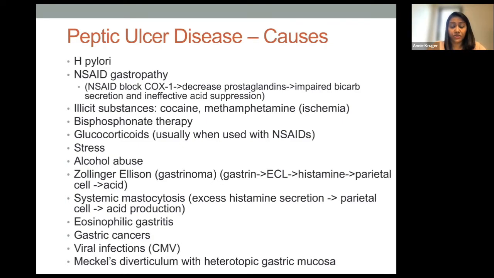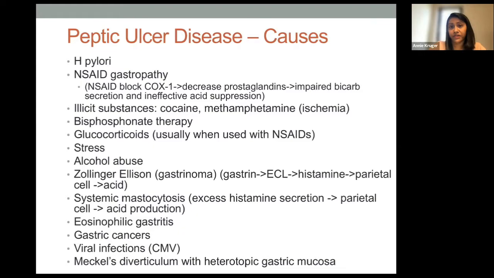Systemic mastocytosis is a common cause as well. We're seeing a lot of this in patients with allergic type of disorders. And that, again, excess histamine secretion in that situation leads to acid production from the parietal cells. There's eosinophilic gastritis, which I'll talk about, which can also cause peptic ulcers, but we'll discuss it in further detail below. Gastric cancers can present as, their first presentation can be an ulcerated mass that's bleeding. So they're certainly on the differential.